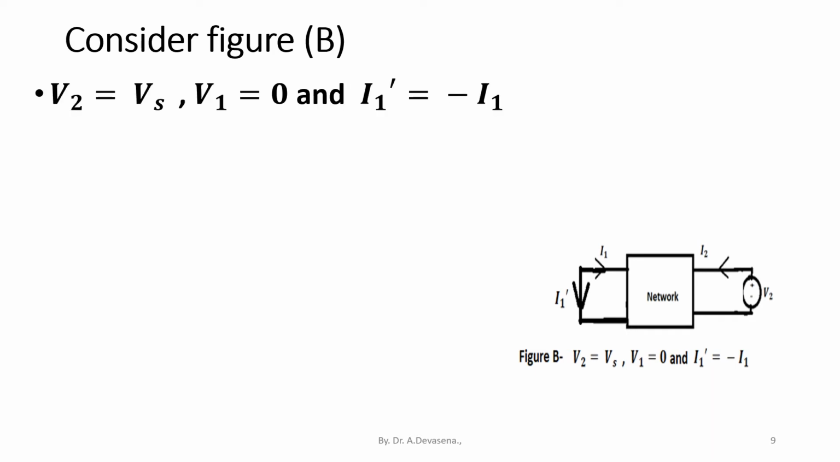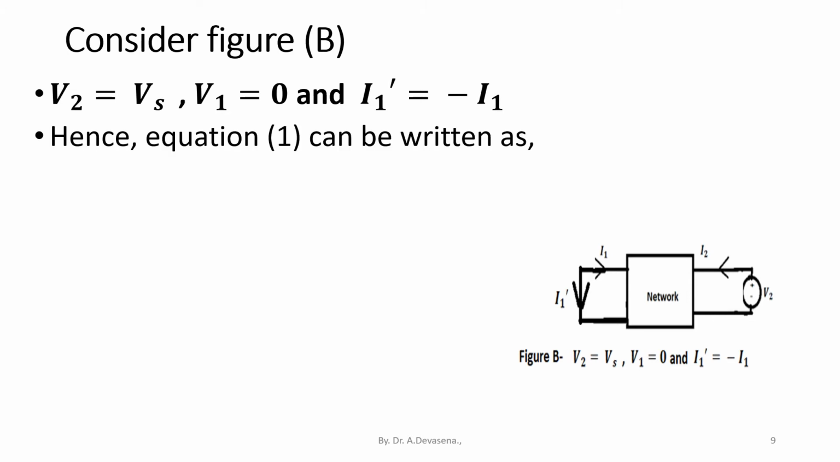In this figure B, we have considered that V2, that is voltage at port 2, is equal to Vs, and voltage at port 1 is considered to be short circuited. So the value of V1 is equal to 0 and I1' is equal to minus I1, because the direction of I1' and I1 are opposite. Hence, equation 1 can be written as V1 is equal to Z11 I1 plus Z12 I2.